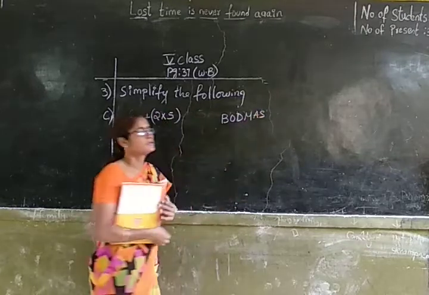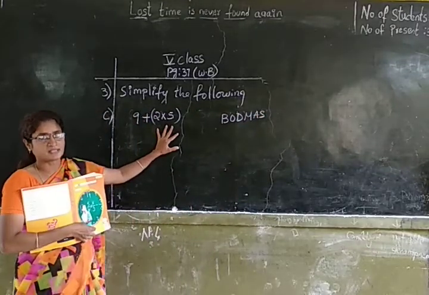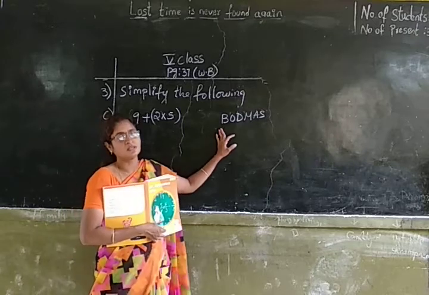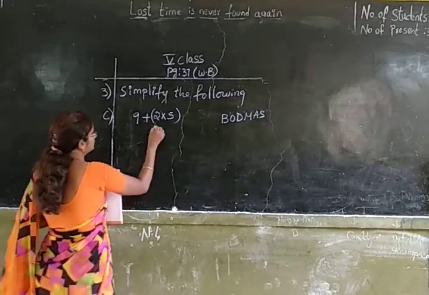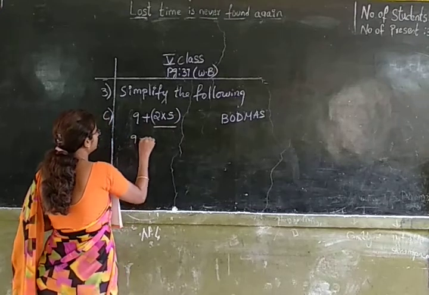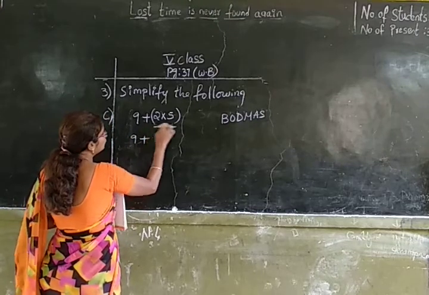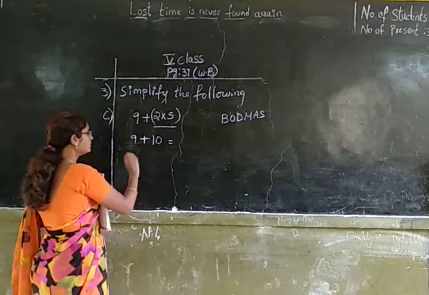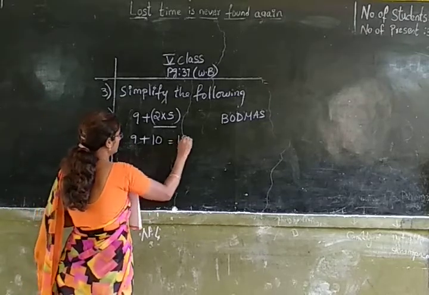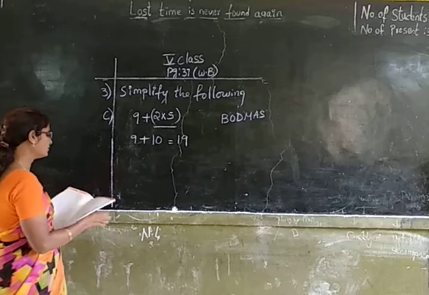So according to the BODMAS rule, here the terms with brackets are given. So first you have to solve the terms inside the bracket according to the rule. So first let us solve the terms inside the bracket. 2 5s are how much? 10. 2 5s are 10. Then you have to do the addition. 9 plus 10 is equals to 19.